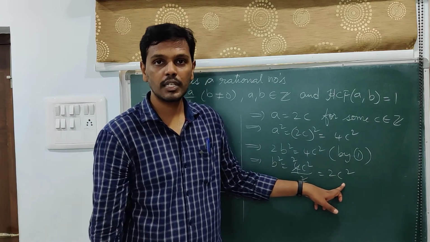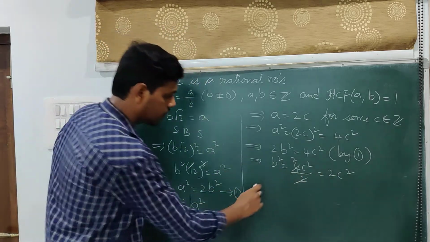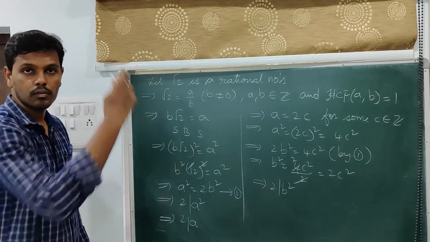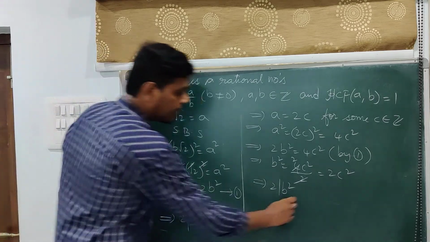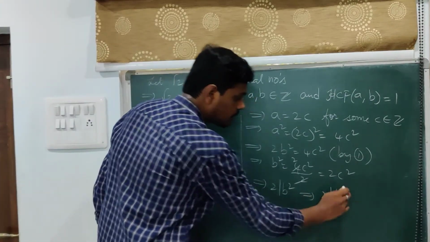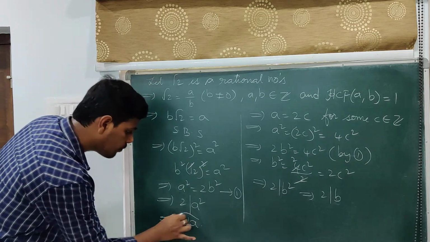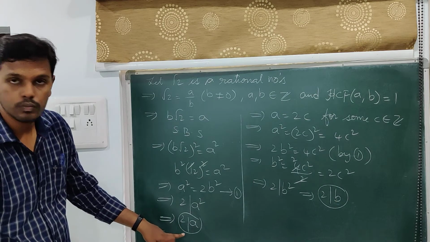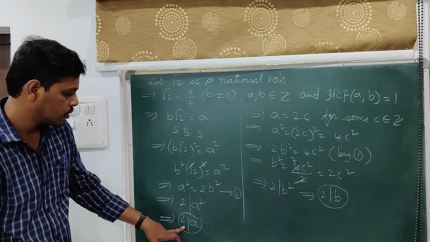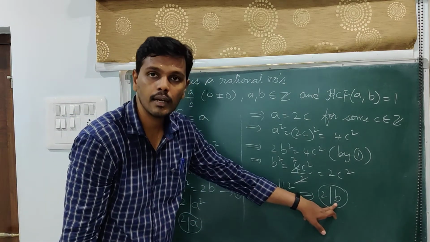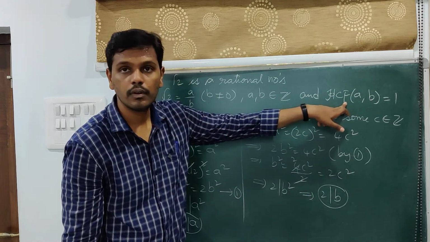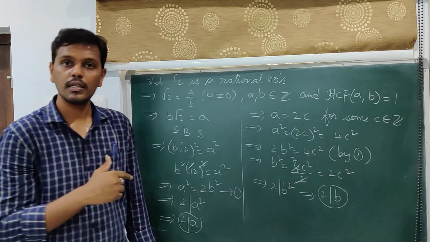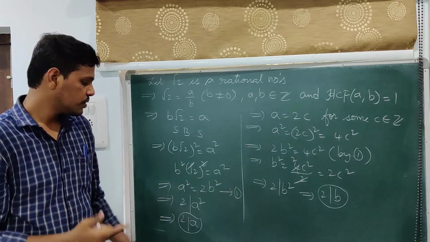Therefore, by the definition of divisibility, I can say that 2 divides b square. Now if 2 divides b square, from the theorem which we have concluded, I can say that 2 divides b. Now if you look into this and this, we have a common factor 2, isn't it? 2 is dividing a, 2 is dividing b. But at the starting we have 1 is the only number which divides a and b, but here we got that 2 is a number which divides a and b.